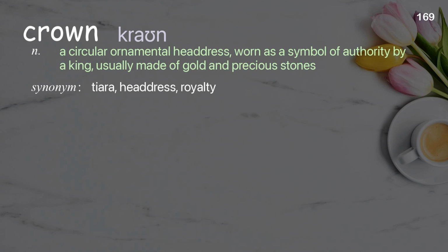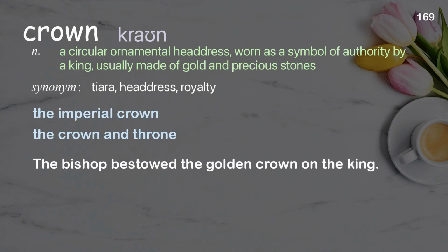Crown. A circular ornamental headdress, worn as a symbol of authority by a king, usually made of gold and precious stones. Examples: The imperial crown, the crown and throne. The bishop bestowed the golden crown on the king.